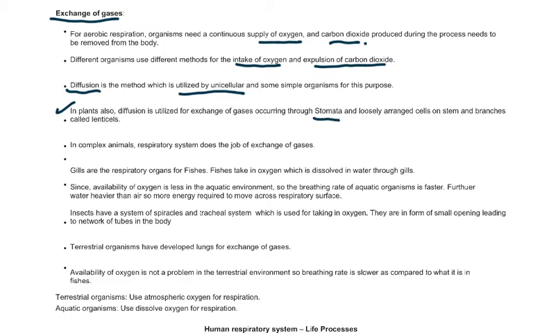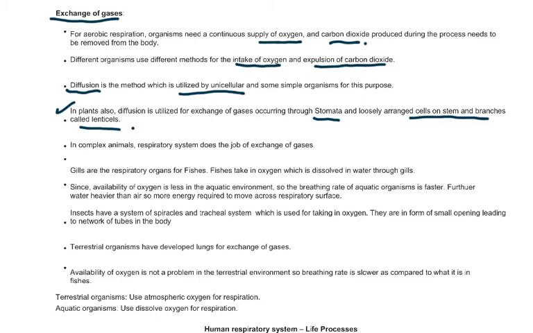Now if we come to the plant, plants have stomata, which are minute openings on the surface of the leaf from where the exchange of gases occurs. They also have loosely arranged cells on their stems and branches, called lenticels. Around 90 to 95% of the exchange of gases occurs through the stomata, but some amount also occurs through the lenticels. These lenticels are also present in the roots of some plants growing in stagnant water, or the mangroves rather.